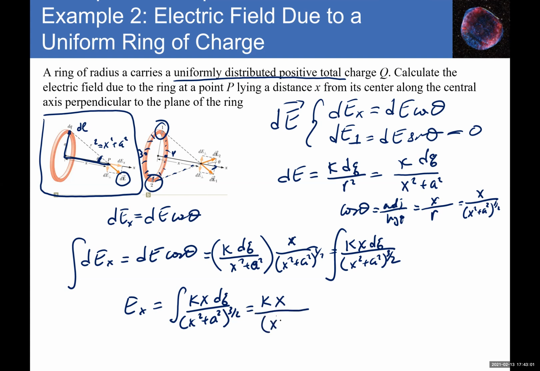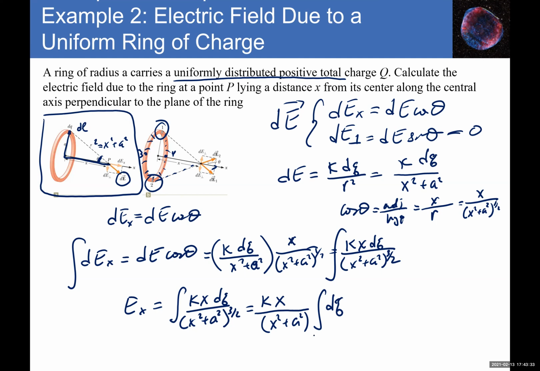Same with the x squared plus a squared, they all have exactly the same distance r. That was not the case for the rod. For the rod, if I do my first element, then second element, third element, I have a different distance from the point P. Here, all the points have exactly the same distance from that point P. They all have the distance r. So I can remove that, which allows me to just keep the dq over there.